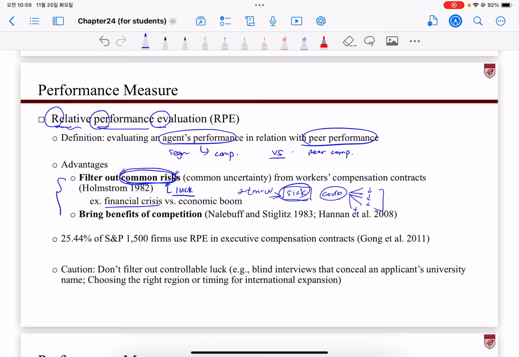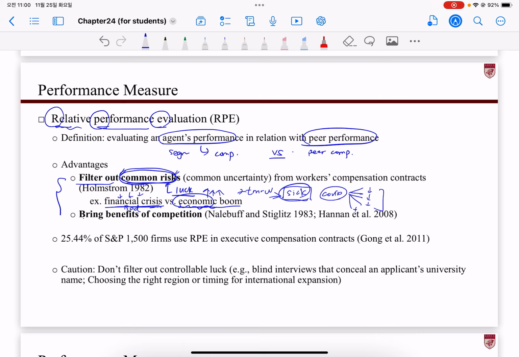So again, financial crisis, everybody did really bad. Not because you did bad, but because the market situation turned out that way. And on the flip side, let's say economic boom, everybody does great. It's not because you are great, it's because the economy is great, right? So you shouldn't be evaluated favorably based on pure luck out of a good economy. So either bad or good, you want to filter out those common risks, right?